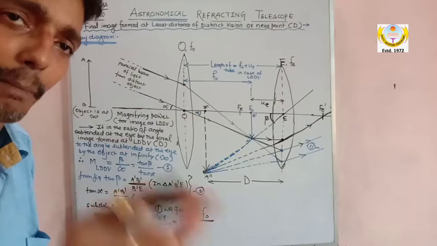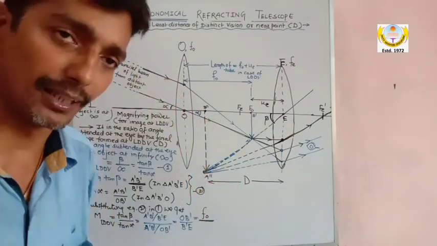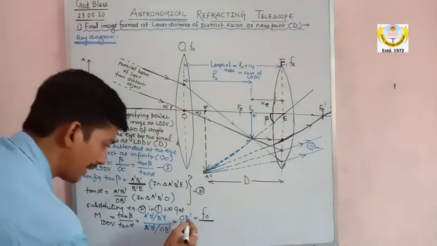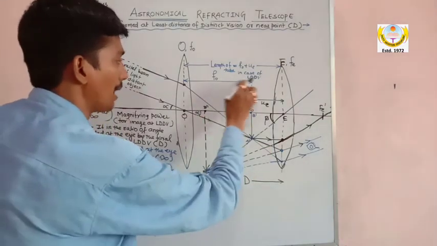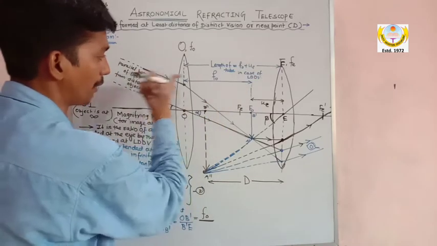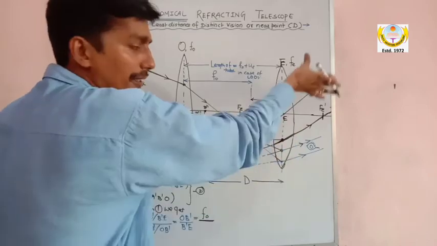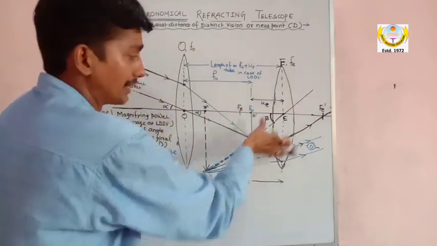Am I clear, my dear? But the magnification still remains; the answer will be positive only. So take care of that part. I write there FO, because here it is with the help of Cartesian, so it will be FO only because it is in the direction of the ray of light, and UE will be negative because it is opposite to the direction of the incident ray of light.